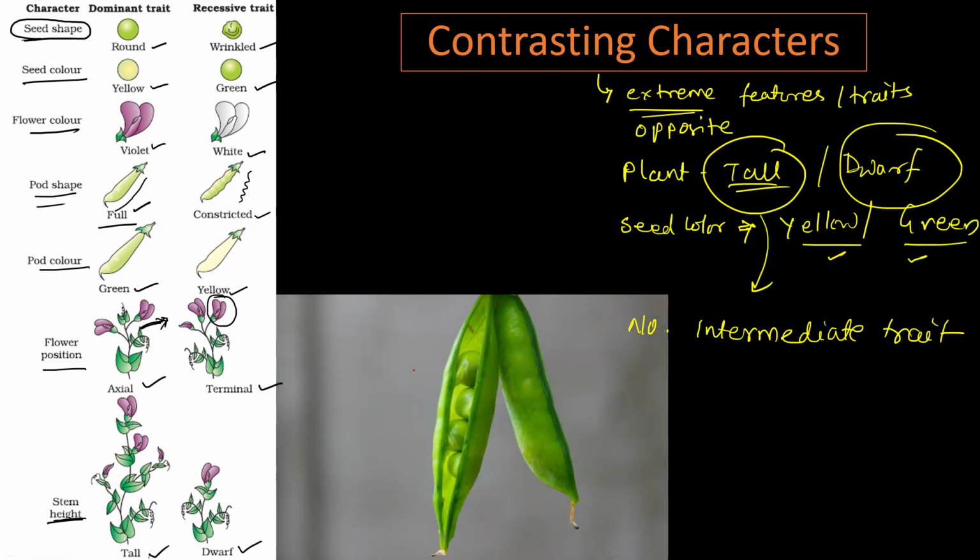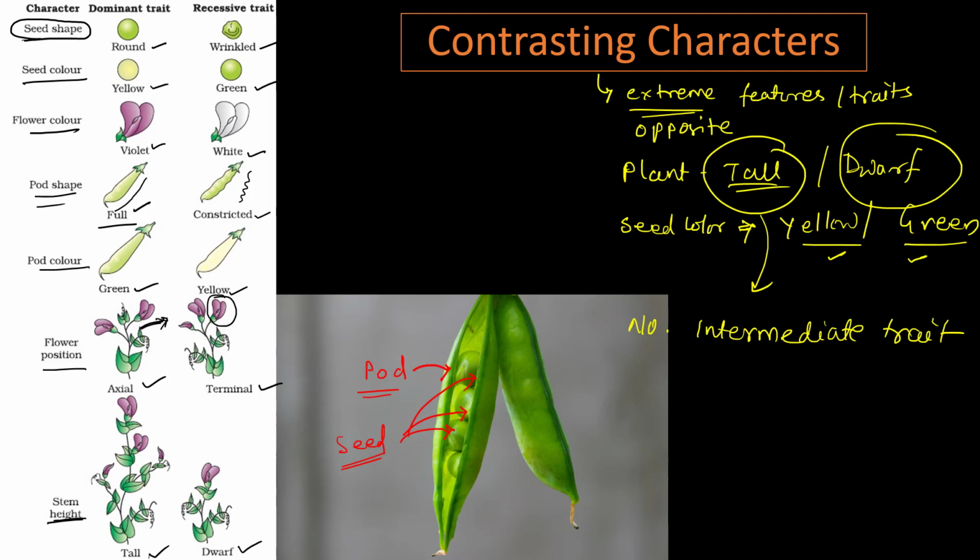So these represent the pod. That is nothing but the covering of the seed, and inside that we have the seeds. These are the seeds. So pod is nothing but the covering of the seeds. Typically when we take the pea and remove the seed, we discard the pod. So that's the difference between the pod and the seed.